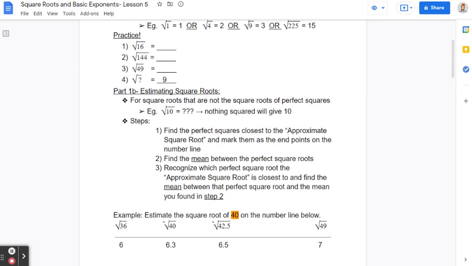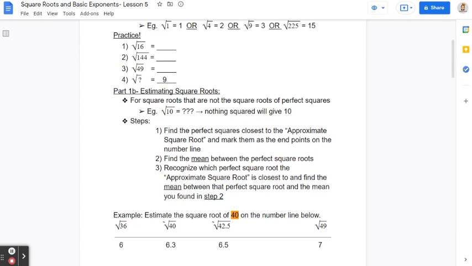Part 1b, estimating square roots. So for square roots that are not the square roots of perfect squares, we estimate. So for example, the square root of 10, there is nothing, like nothing squared will give 10. Therefore, we have to make an estimation. And here are the steps that you take to estimate square roots.